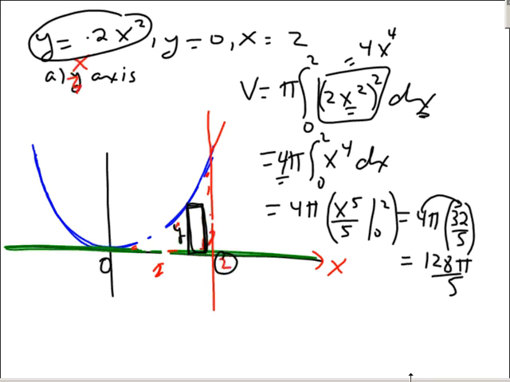So that is exactly what you get when you revolve this region around the x-axis. This region being here. This region right here. Okay, but now for part B, we want to revolve it around the y-axis.